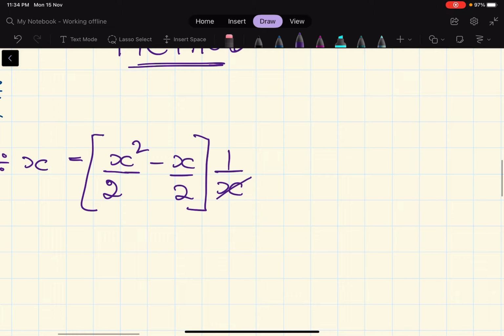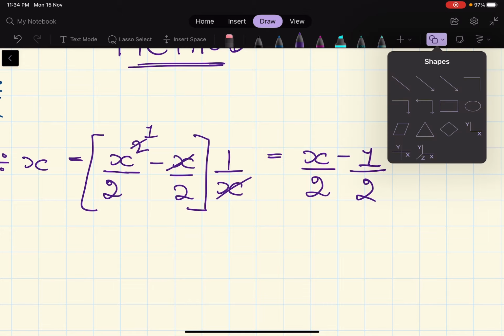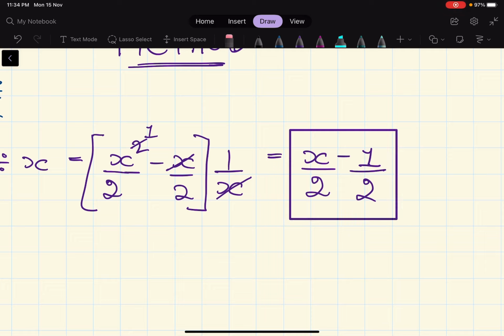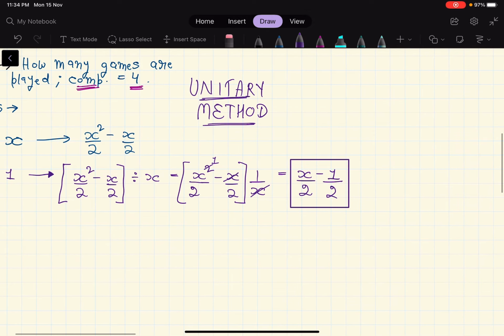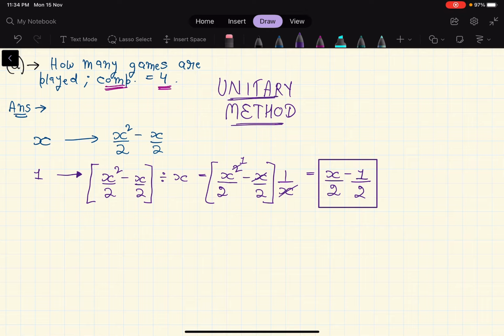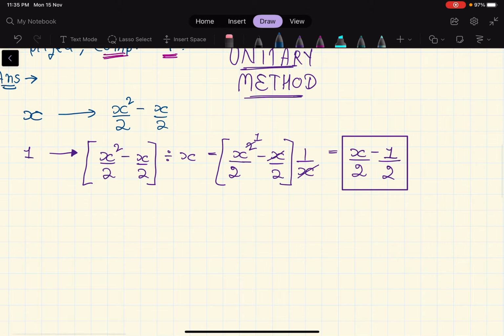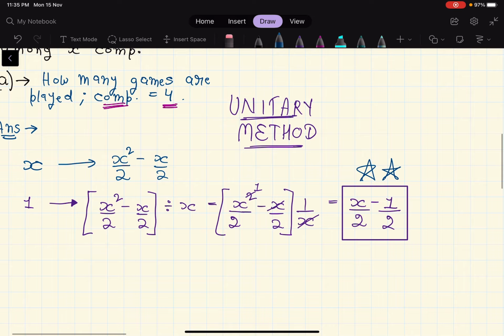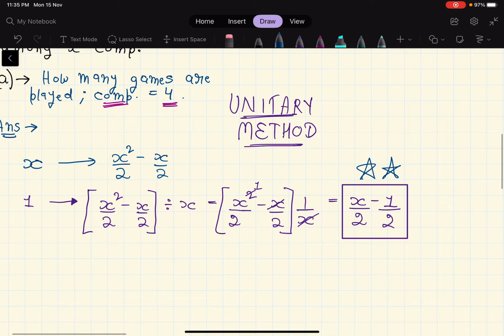So this x cancels this, remains 1, and this x cancels this whole x, so it's x upon 2 minus 1 upon 2. So yeah, we got this when there is one competitor. Now in the paper, for any number of competitors, we just multiply this pretty thing right here by the number of competitors it's asking. Now the question is asking when the number of competitors is 4.